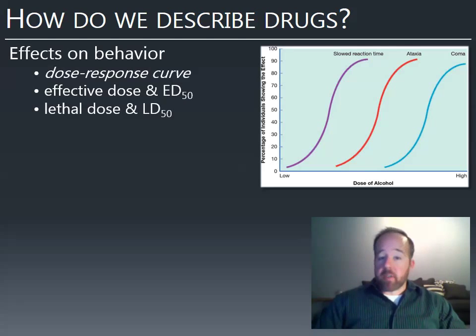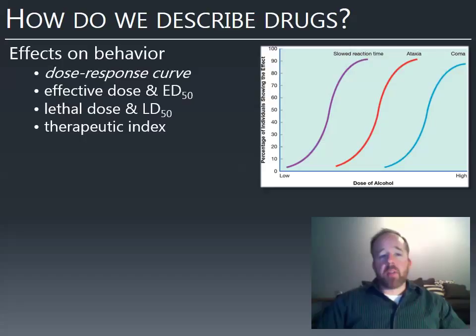The dark side of that is the lethal dose, and its analog, the LD50. So the lethal dose, as the name suggests, is how much of the drug it takes to kill the individual. And the LD50 is the lethal dose for 50% of the population. So how much of the drug is required to kill 50% of the individuals in a group? Again, there's some variance in a group. So on average, how much of the drug is a lethal dosage?